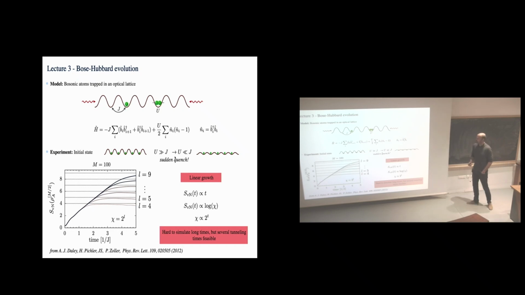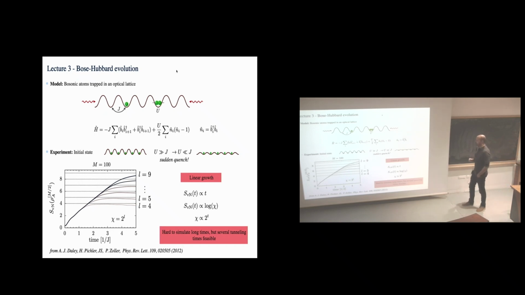It's an example simulation for this Bose-Hubbard model that you heard now a few times. So I have here really these examples. I have my bosonic atoms trapped in this optical lattice. They can hop between the two different sites with this first term here, and then they interact strongly when they're sitting on the same site.